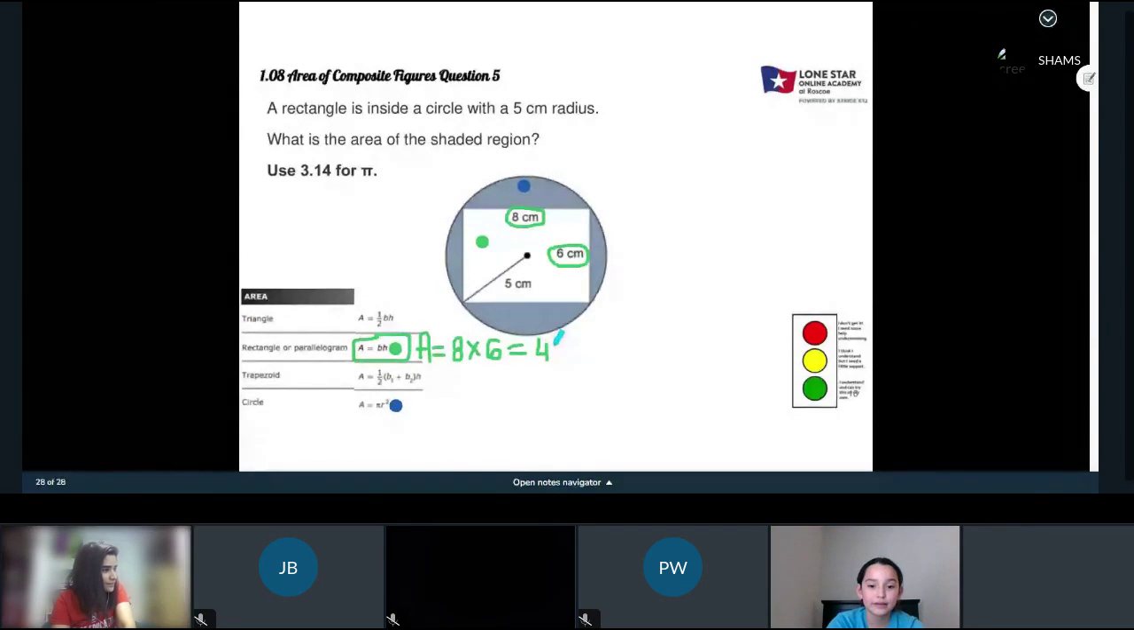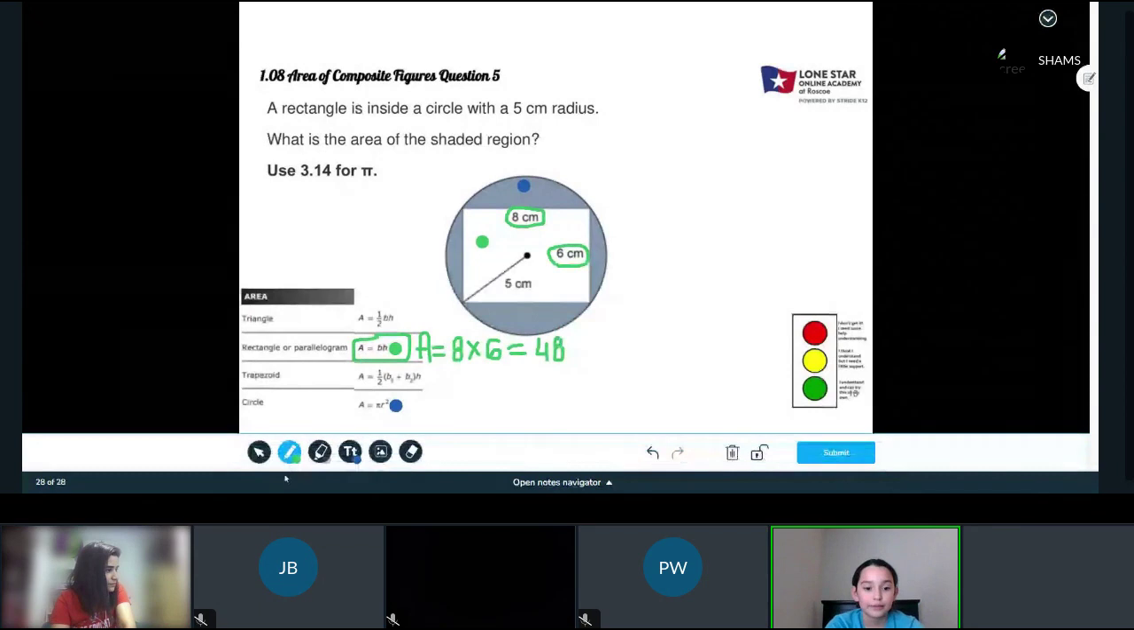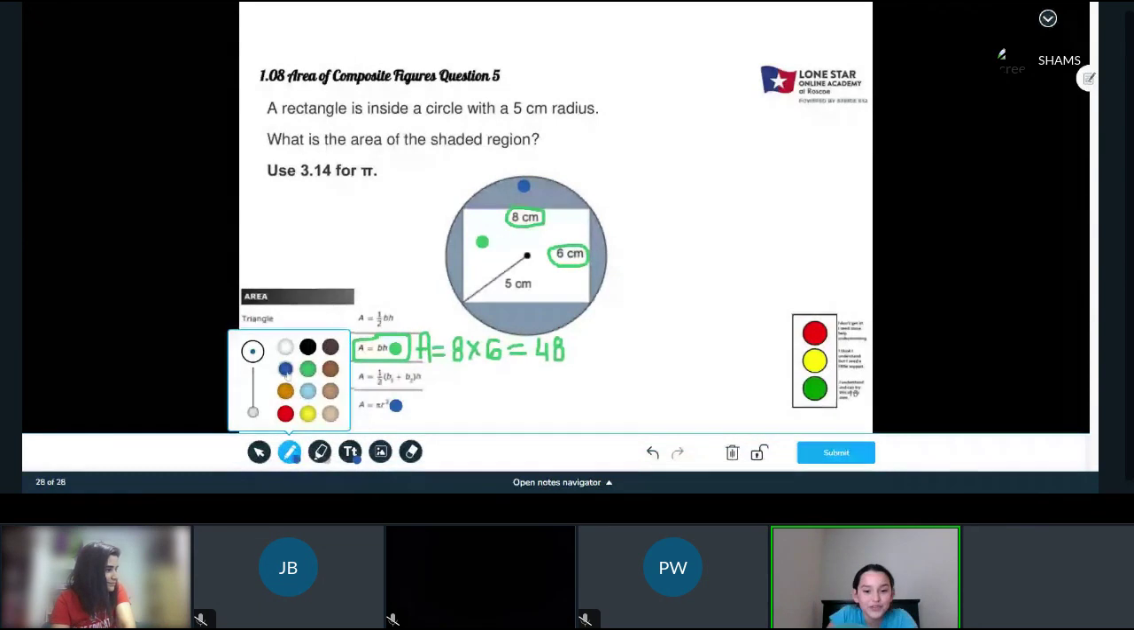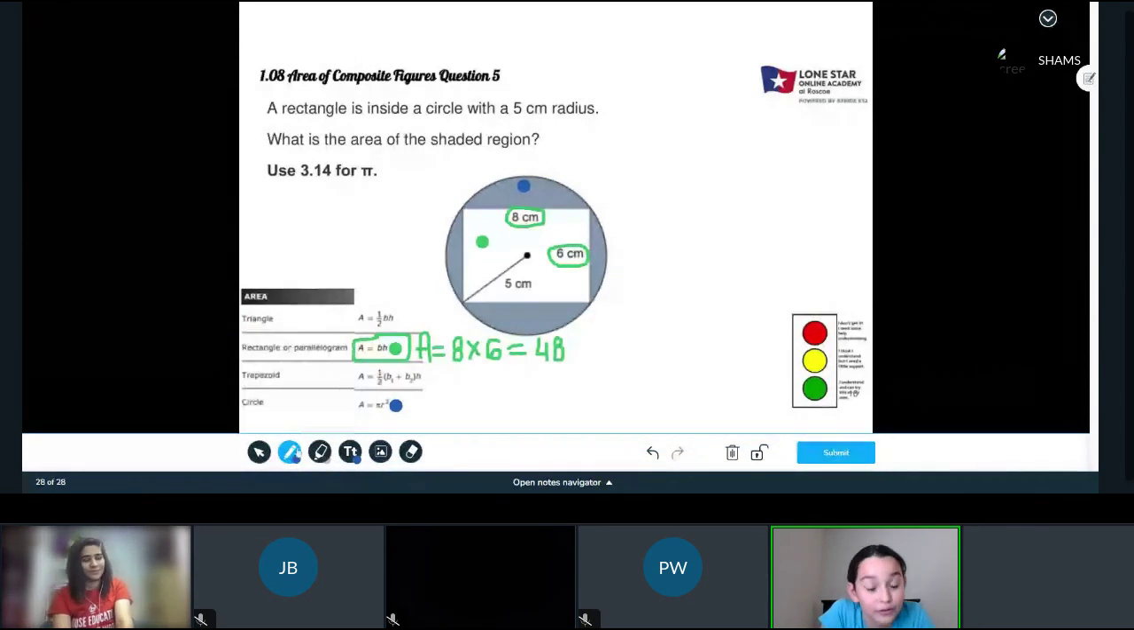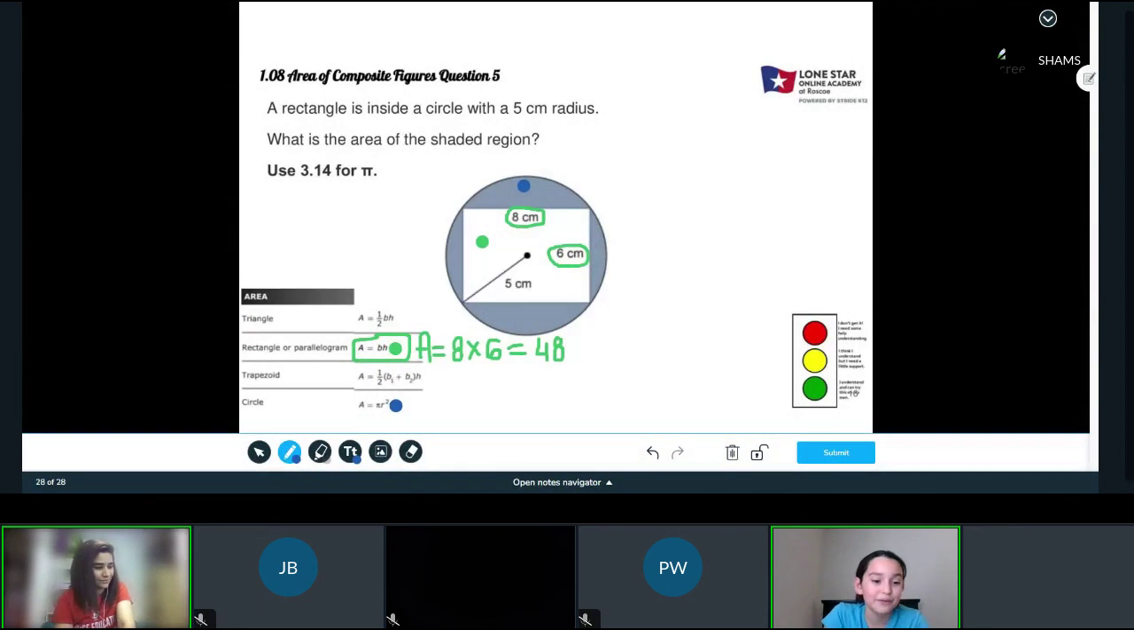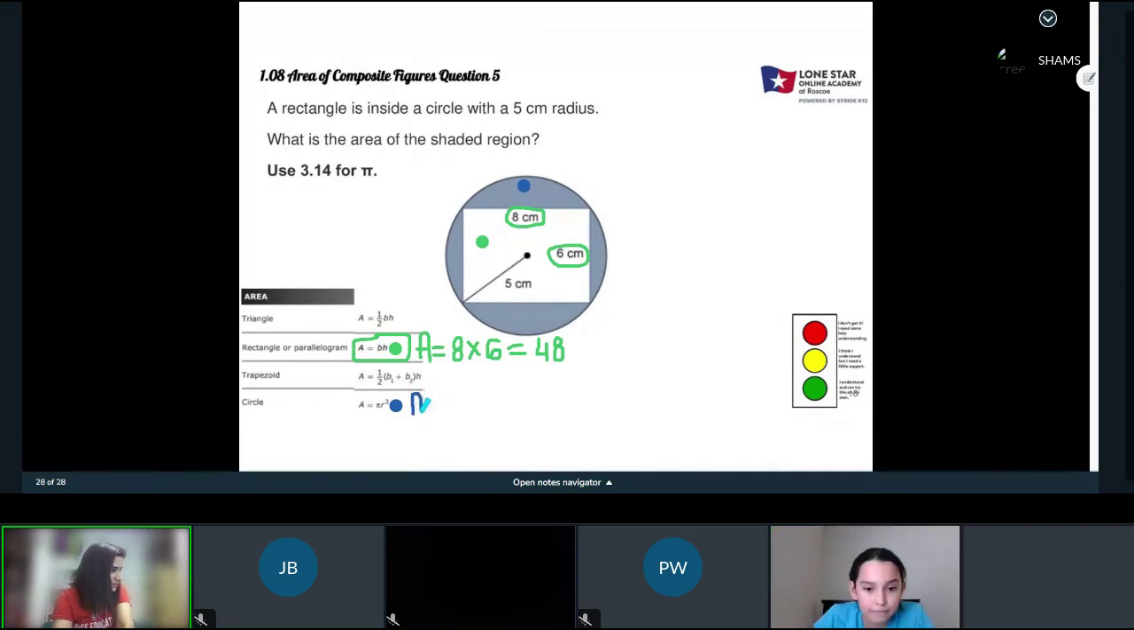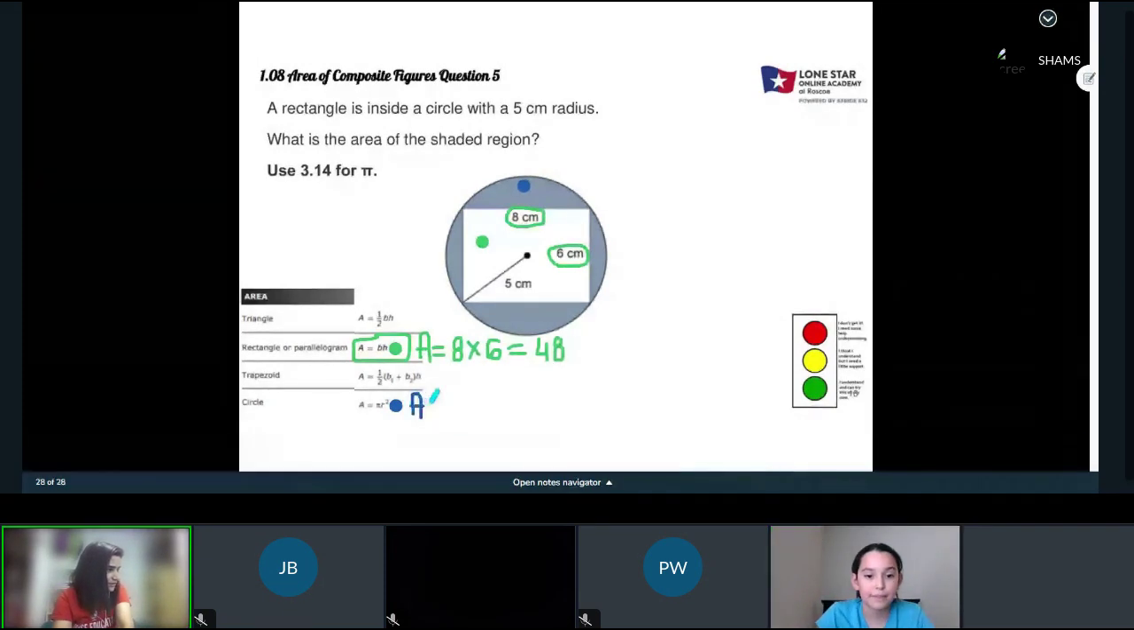Yep. And then you will. Okay, now you're done with the parallelogram or rectangle. You can call it whatever, but it's a rectangle though. Now you're done with that, so now we will start with circle. Now we will draw out our formula for circle, which is A equals pi radius squared. Right. A equals pi radius squared.